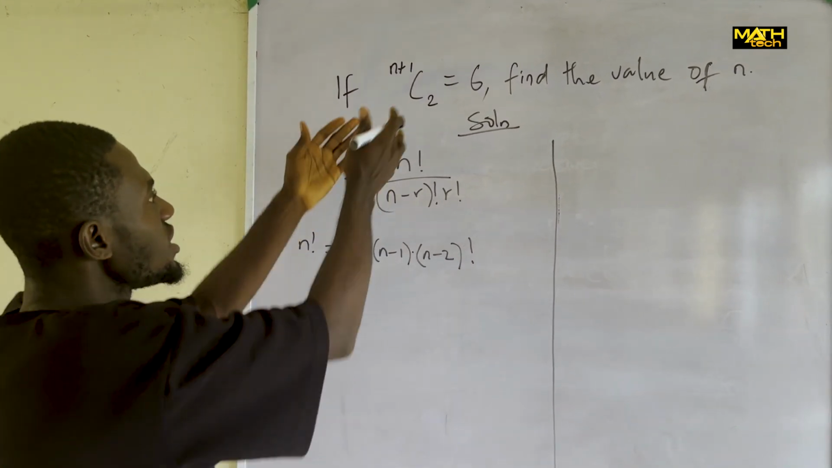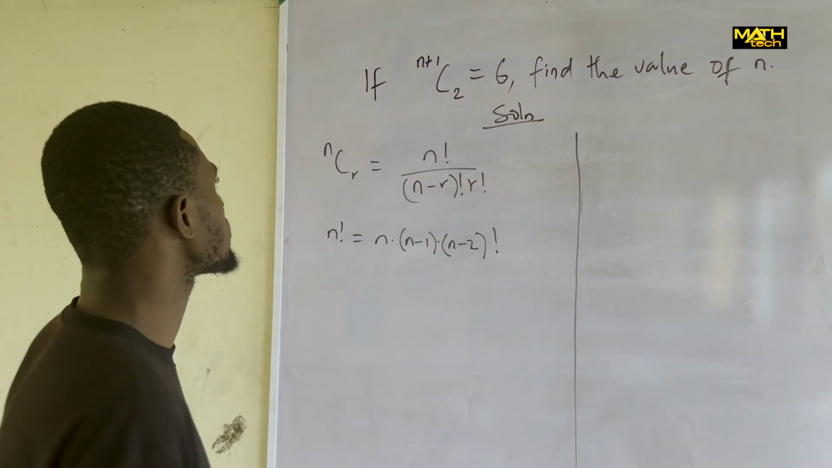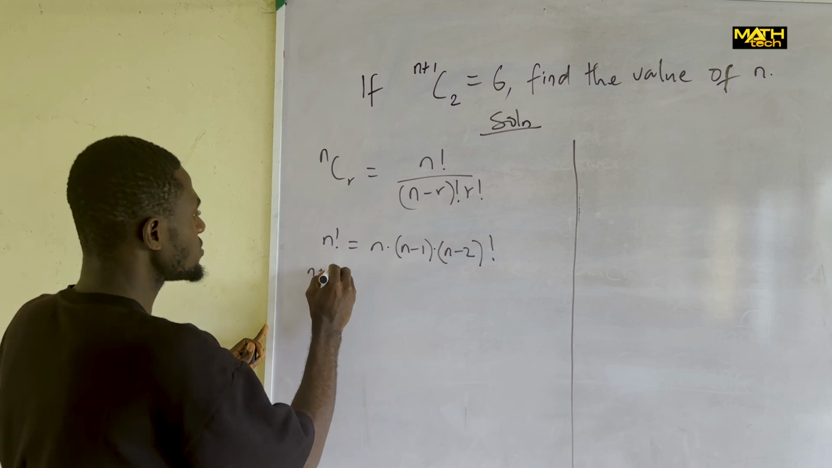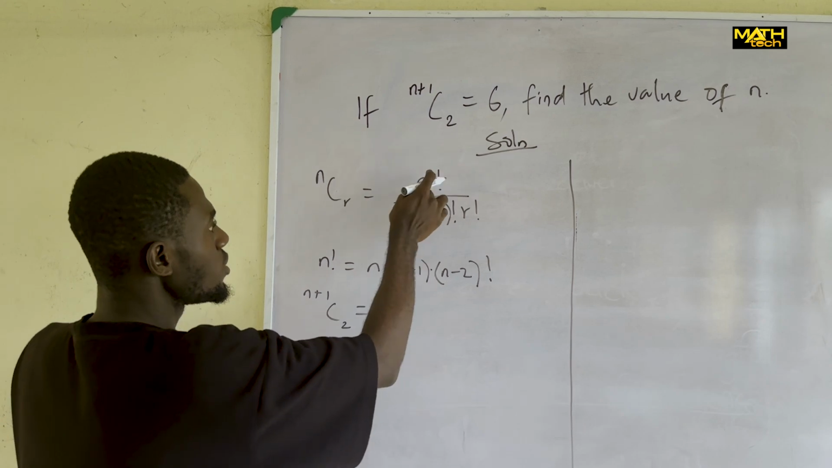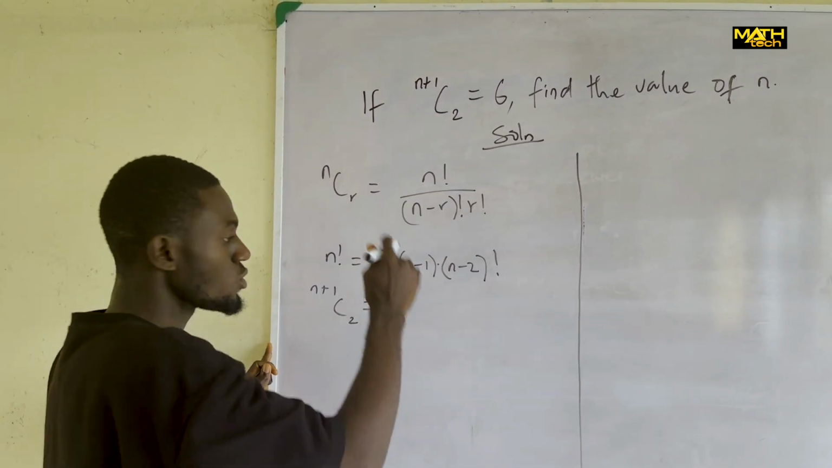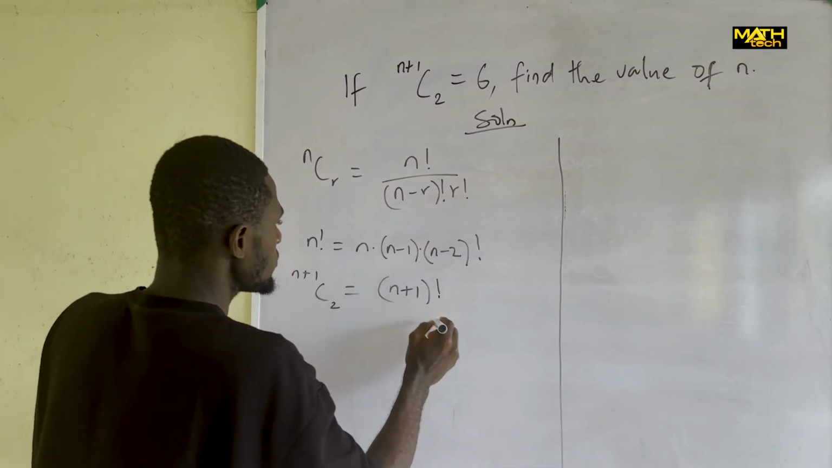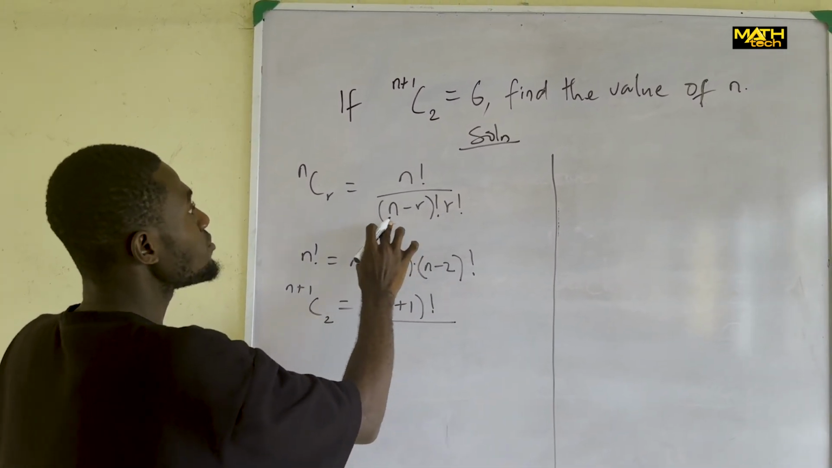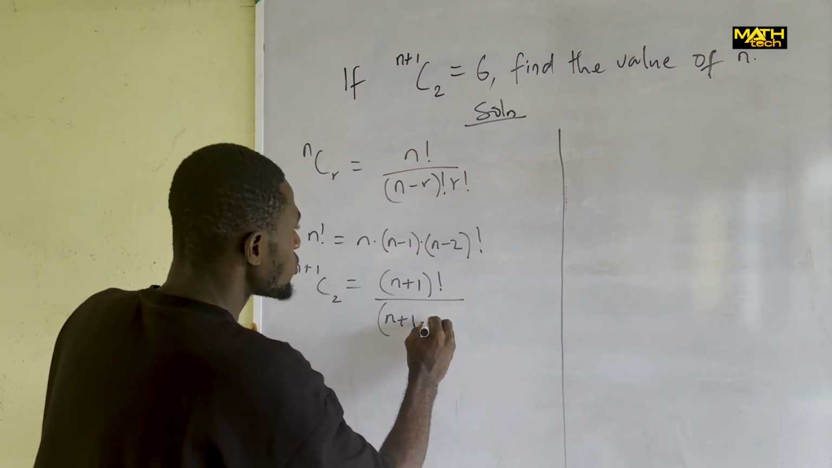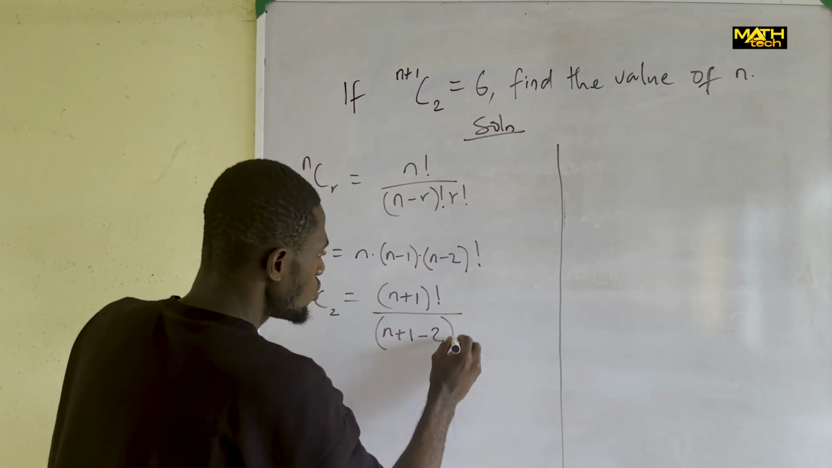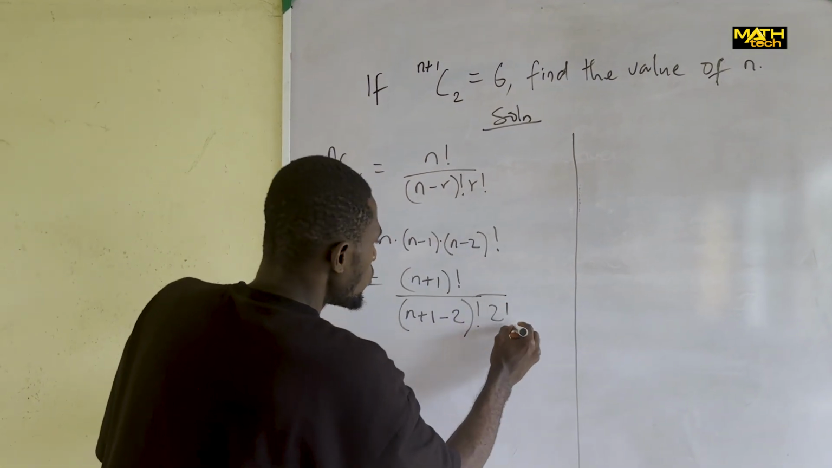So now using this formula, let's solve this question. We are given n plus 1 combination 2 is equal to 6. So we say n plus 1 combination 2, and substituting in place of n, we have to put n plus 1. So we have n plus 1 factorial all over n minus r. Don't forget our n is n plus 1, so this is bracket n plus 1 minus r, which is 2, factorial. Then r factorial, which will be 2 factorial.